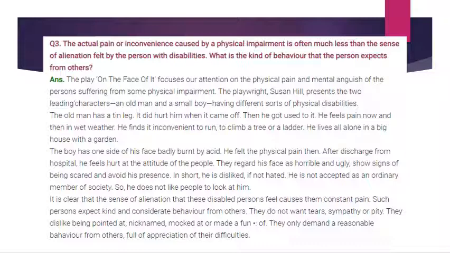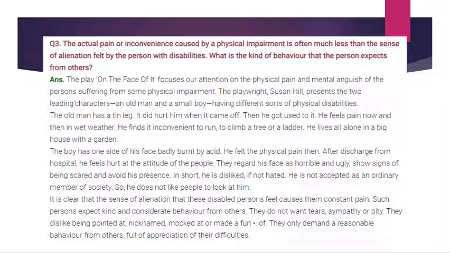It is not the physical disability of a person who is suffering from that, but it's a mental agony which they suffer because of the alienation which these people suffer. And what is the kind of behavior they expect from the society? This is the meaning of this question. And a very important question.